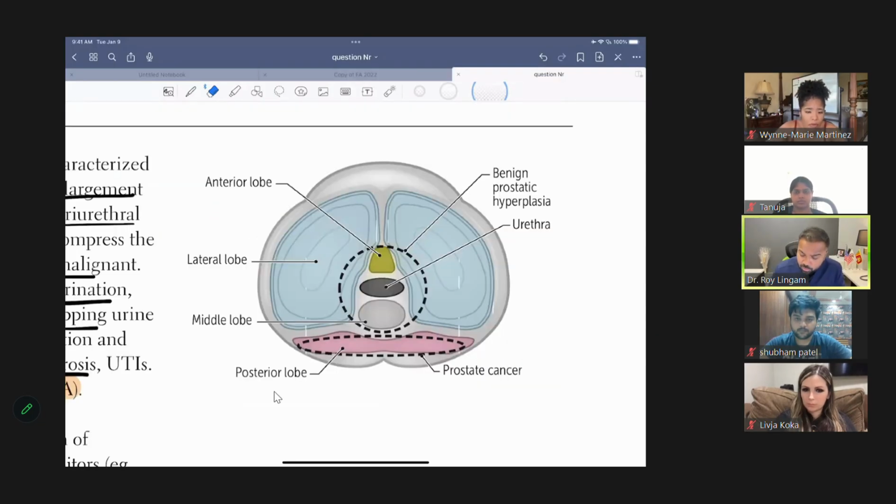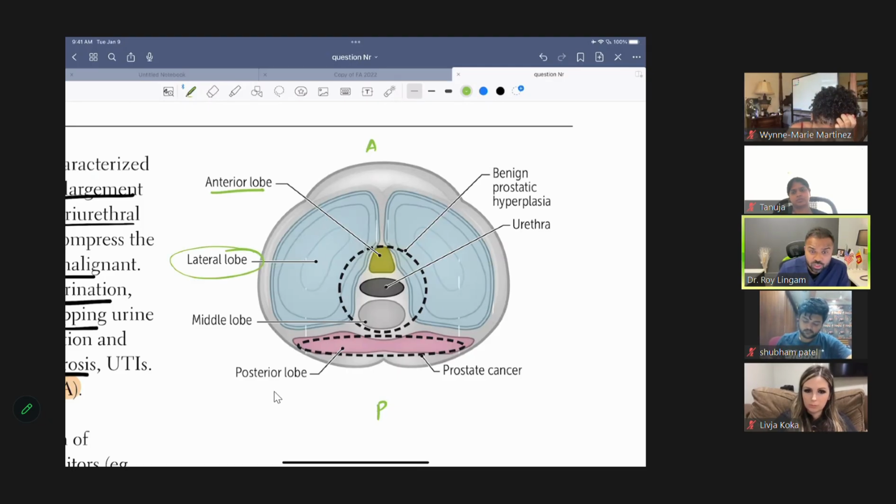Now here, I'm going to tell you this is the posterior of the human. This is the anterior part. Okay, that's posterior and anterior part, folks. Now, if you see in prostate, we have anterior lobe, and then we have two big lateral lobes. Technically, lateral lobes are the biggest ones. Is that clear, folks? And then you have a middle lobe and a posterior. I'm going to highlight posterior lobe.